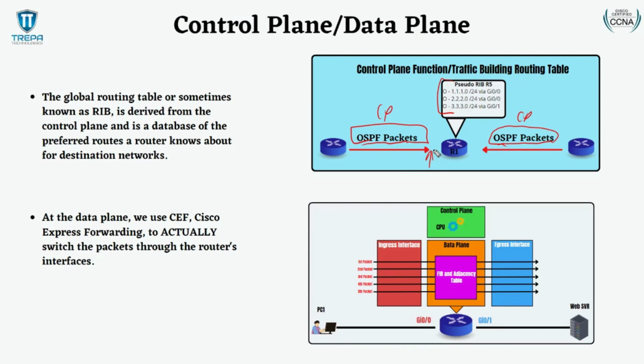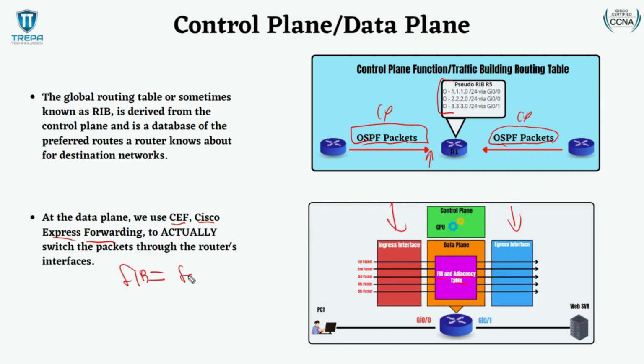Now, if we actually look at the data plane, how is traffic actually being forwarded? In days of old, there were a lot of different ways that a router did this physically in hardware, right? We had packet switching, and there's another one I can't remember right now, but in modern day, we use something called CEF, or Cisco Express Forwarding. At the actual ingress and egress interfaces, how is traffic getting forwarded? To switch these packets through a router's interfaces, we have the Cisco Express Forwarding table, which is made up of the FIB and the adjacency table.